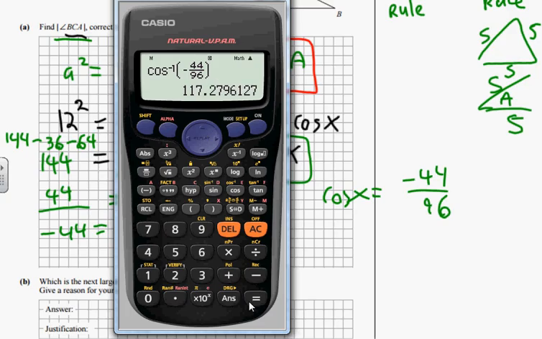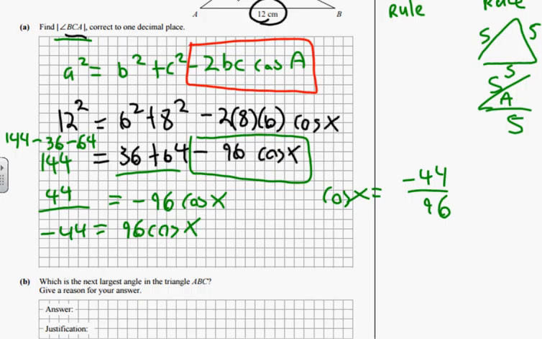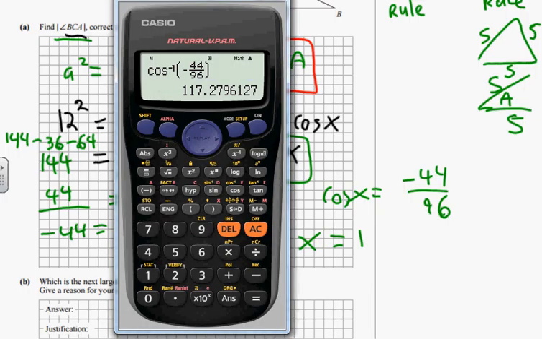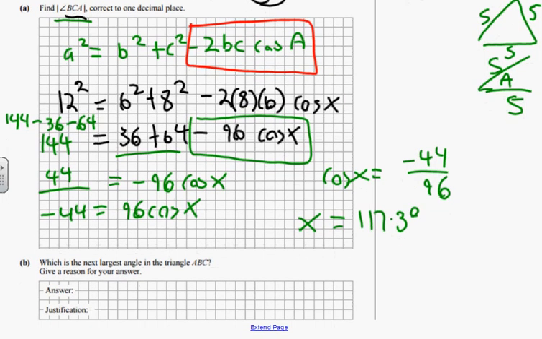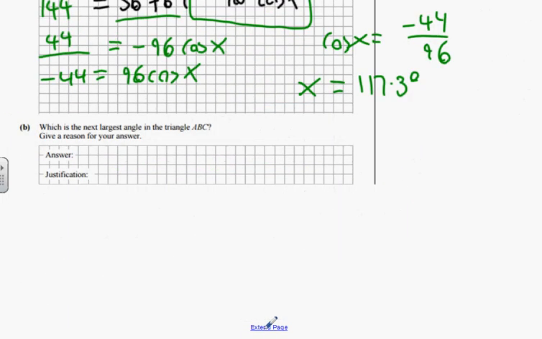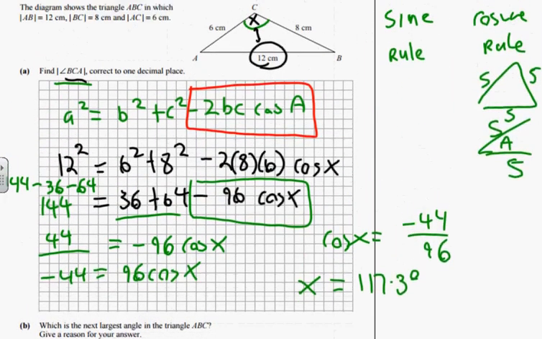117.28. Okay? Well, there's a good thought of that scenario, and we're not going to encounter that scenario. Imagine that. That would just be fail maths. Now, which is the next largest angle in the triangle ABC? Give a reason for your answer.